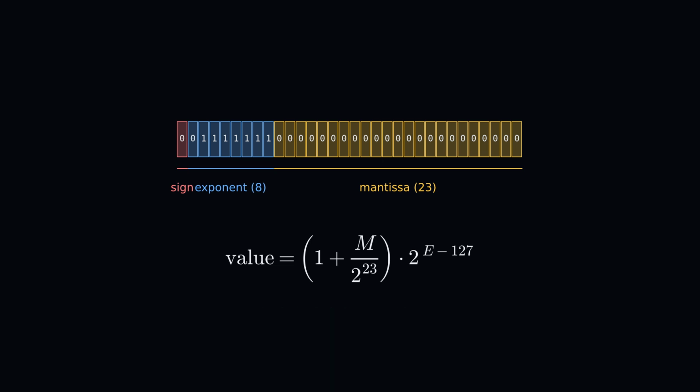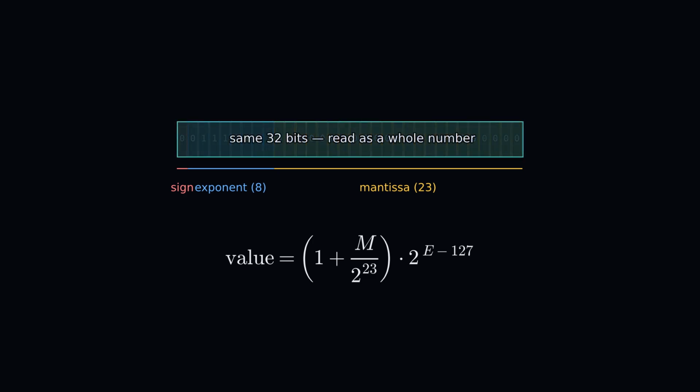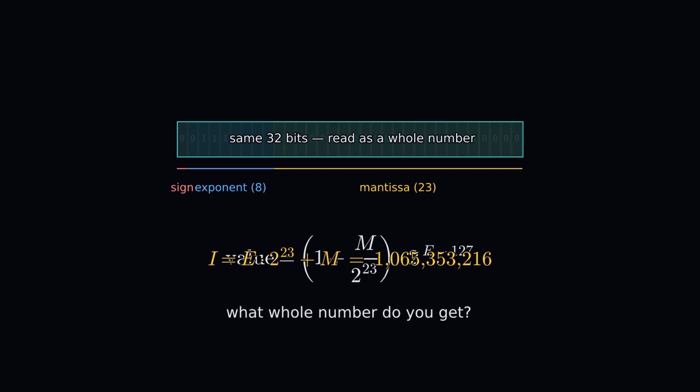Now the move that starts everything. Those same 32 bits, you can refuse to read them as a float, and instead read them as a plain integer. Same bits, different interpretation. Stop treating this as a decimal number, treat it as a whole number. The question is, what whole number do you get? Let's compute that integer. If the exponent bits hold E and the mantissa bits hold big M, then reading all the bits as an integer gives, essentially, E times 2^23 plus M.